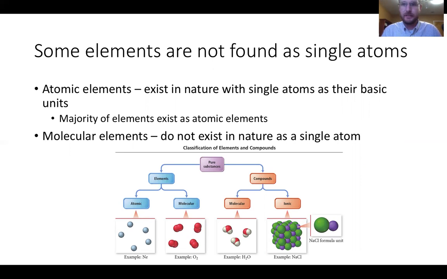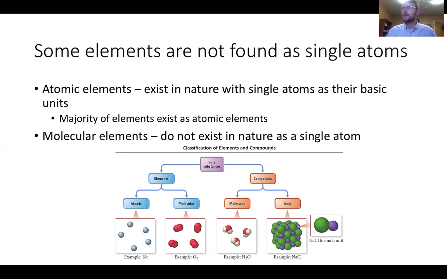But some elements are unique in that they're not found as a single element, not found alone. These are usually gases. We're going to talk about gases specifically. There are others that are non-gas that also have this type of polyatomic element. So the atomic elements exist in nature with single atoms as their basic units, things like sodium, potassium, calcium. This is the majority of the periodic table. However, there are some elements that form molecular elements. These do not exist in nature as a single element or as a single atom, if you will.